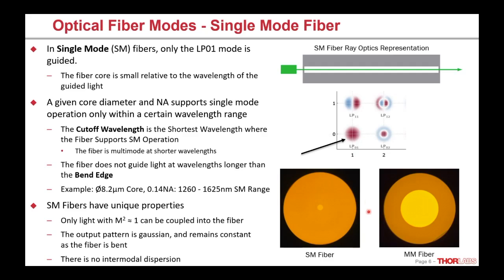Right here we see some cross sections of fibers, single mode fiber versus multimode fiber. You can see the core is much smaller. And single mode fibers have some interesting properties. Only light with an M² value pretty close to 1 can be coupled into the fiber, so it's hard to get the light in. But once that light's in there, the output pattern is Gaussian, and it remains constant as the fiber is bent. So the single mode is pretty bend insensitive. There's also no intermodal dispersion since there's one mode, so the data bandwidth on these fibers can be much higher.